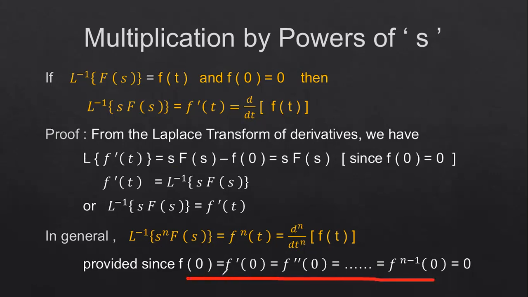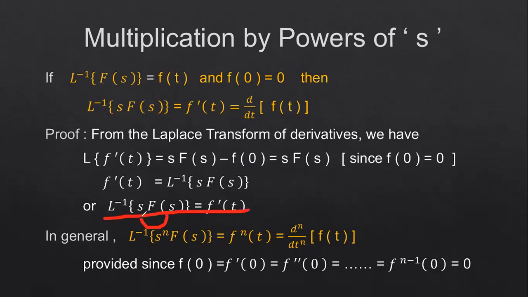That is, f of 0 is equal to f dash 0 is equal to f double dash 0, and so on up to the (n minus 1)th derivative, the value will be equal to 0. Initial condition values will be equal to 0. So this is your theorem statement and the proof of this theorem. So you have to remember this.